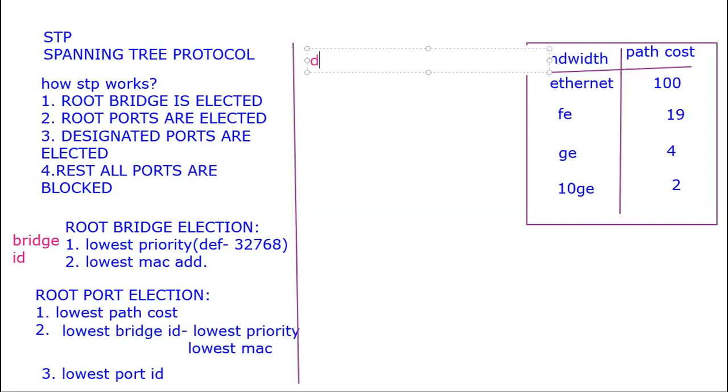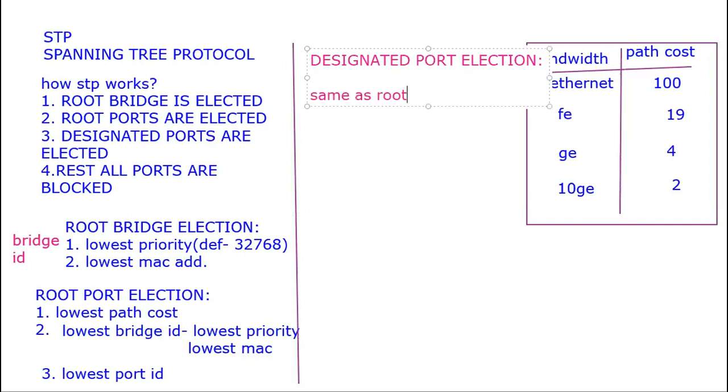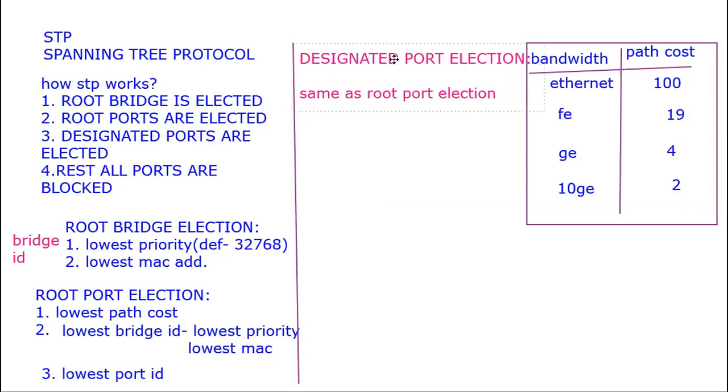Next is the designated port election. Designated port election is done in the same way as the root port election. So we can just write it as same as root port election. That's it. For blocked ports, that is the last election. Blocked ports don't have any election process. Whatever is left after the root port and designated port election are all blocked.